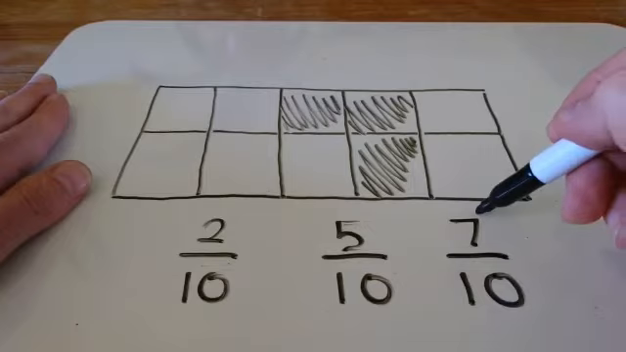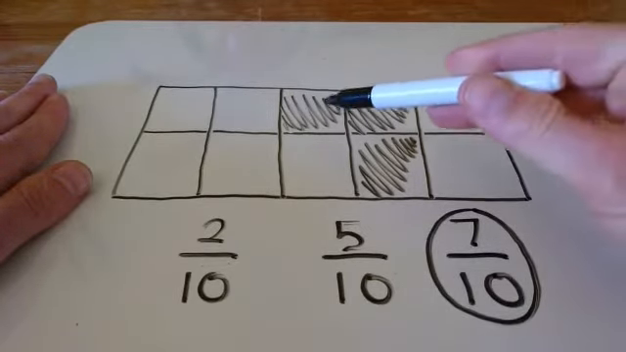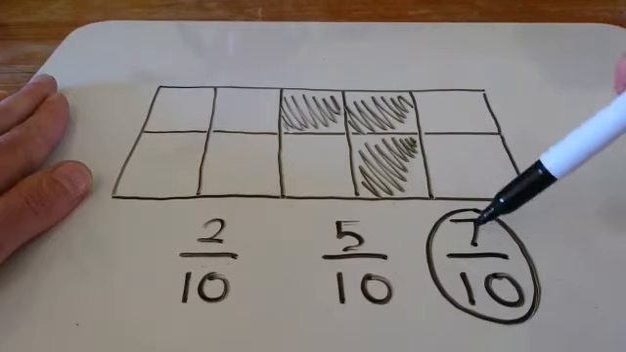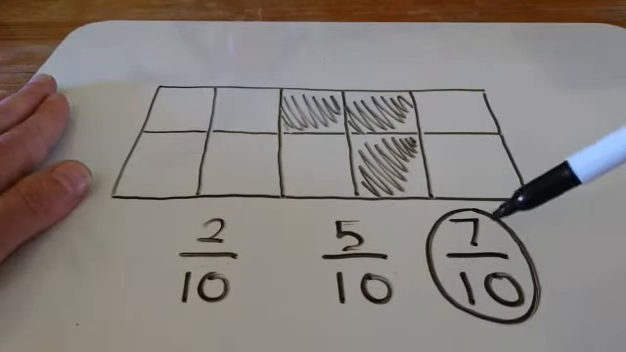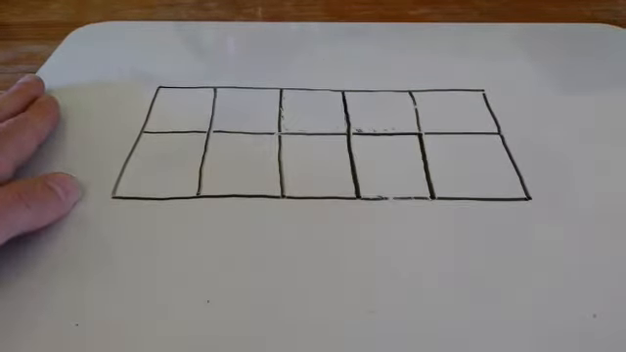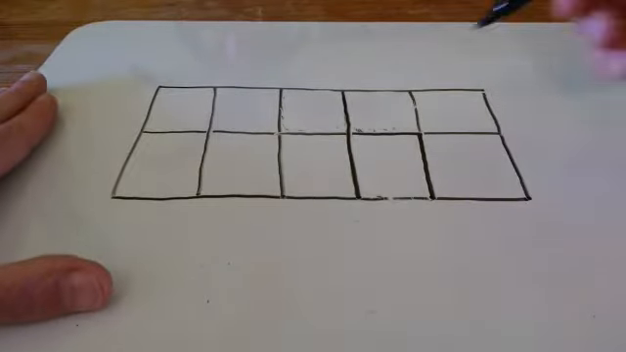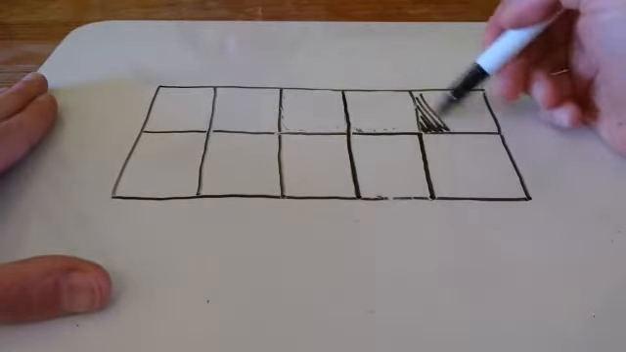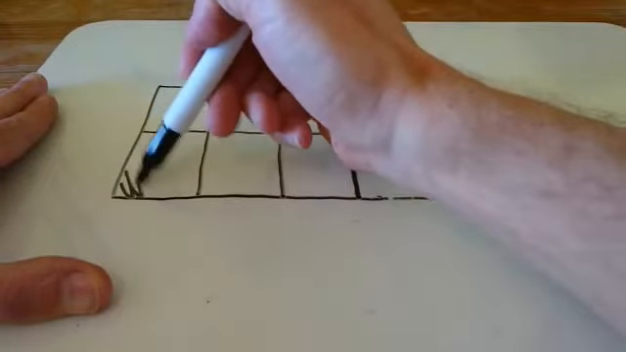If you wrote 7 tenths down, you're absolutely right. I know that I've got 3 and 7, and that's my number bonds, and I know that that would make 10. So if I colour in 7 more, I would make 10. Okay, here's another example about making the whole.